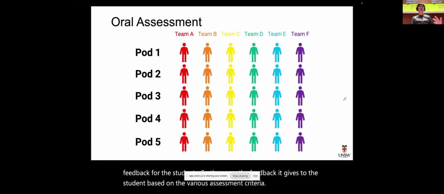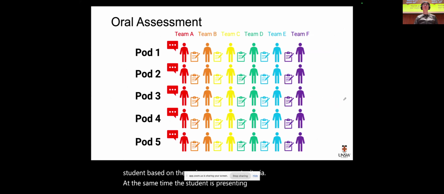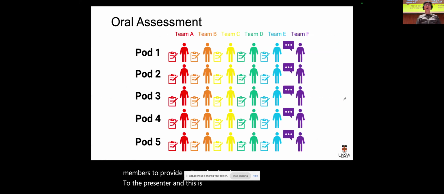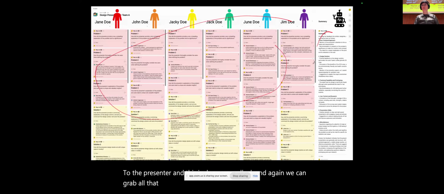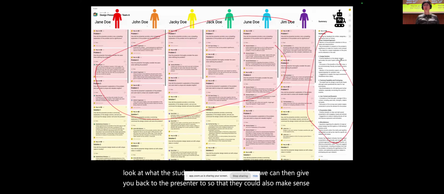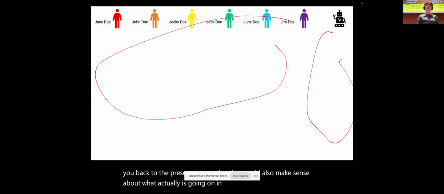At the same time the student's presenting, we ask the other team members to provide written feedback to the presenter. And this is done on Padlet. And again, we can grab all that information, put out some summary, and we can also look at what the students are writing, and then we can give it back to the presenter so that they could also make sense about what actually is going on in their presentation.